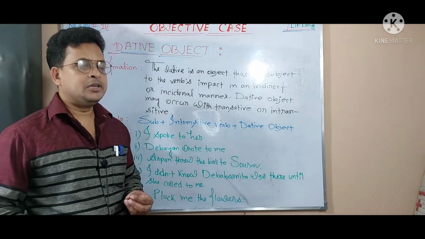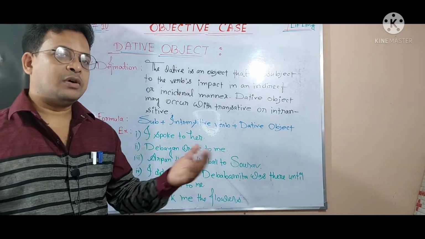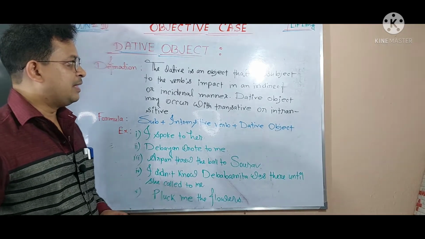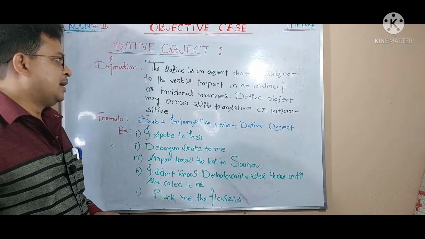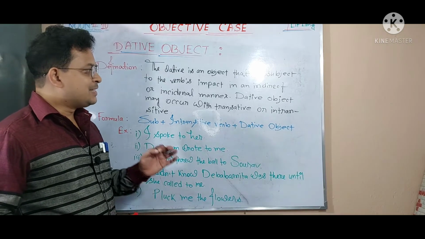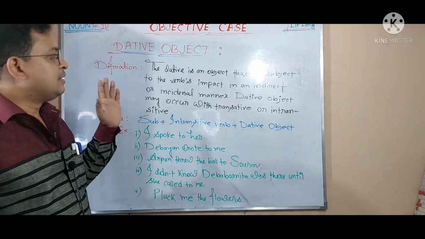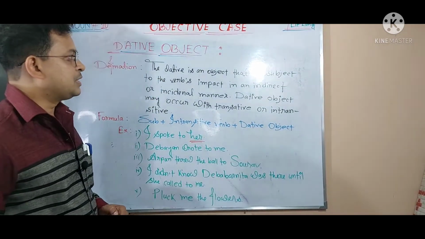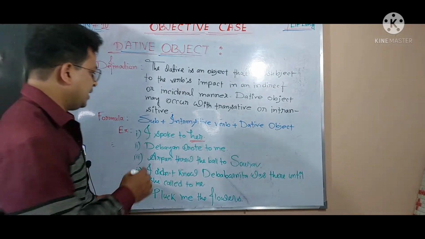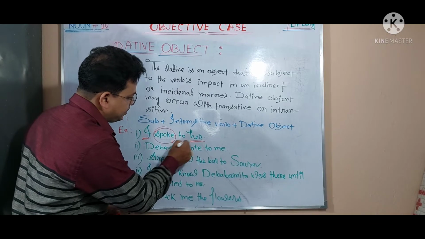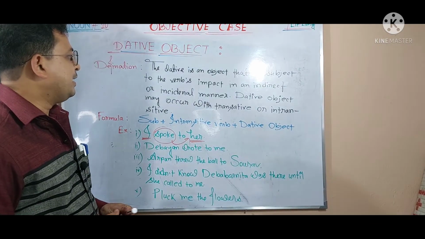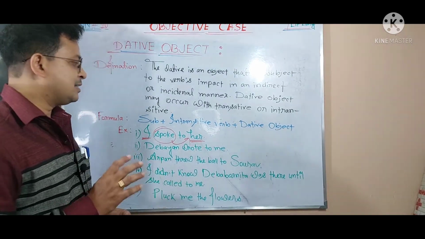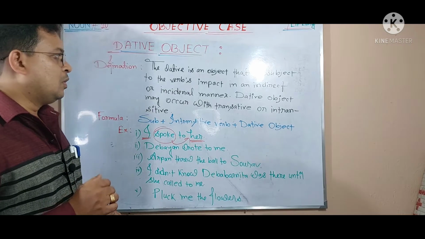Dative, you know very well, means contribution, contributing something to others or anything else. So what is the definition? The dative is an object that is subject to the verb's impact in an indirect or incidental manner. So what is said here? The dative is an object that is subject to the verb's impact, in an indirect or incidental manner. It could be indirectly or incidentally.